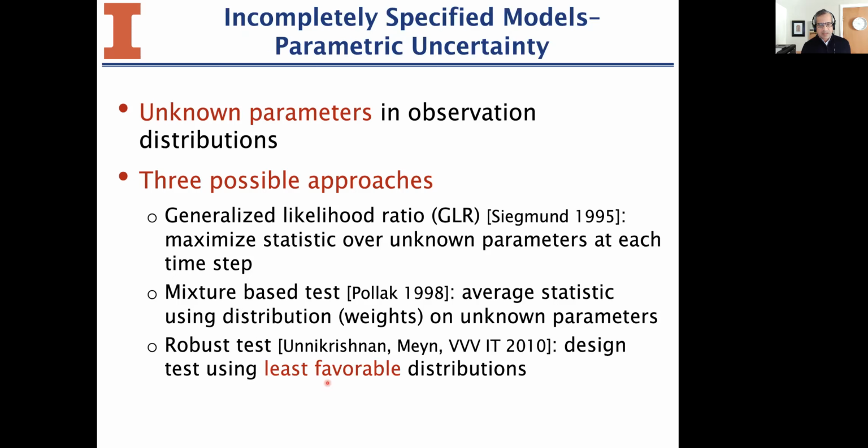And a third approach is what's called the robust approach, where you try to identify what I call least favorable distributions for your decision making under the pre- and post-change modes. And then you design something like, say, the CUSUM test between those worst case distributions. Under certain conditions, you are guaranteed that designing your test for those worst case least favorable distributions gives you what's called a minimax robust solution to the problem.